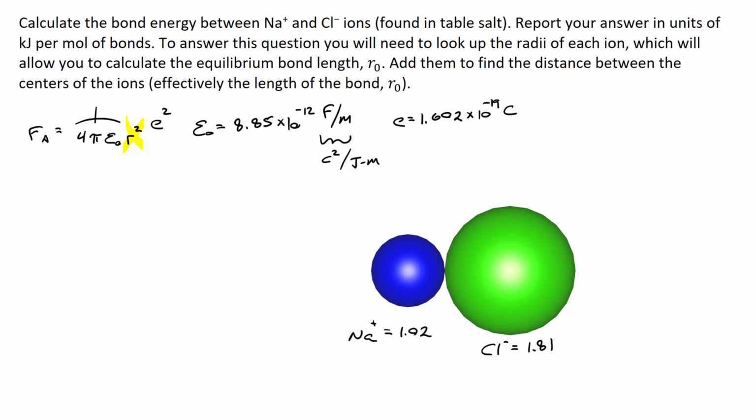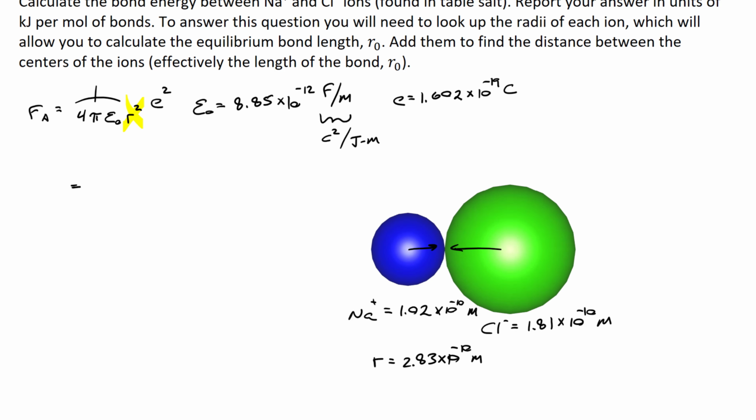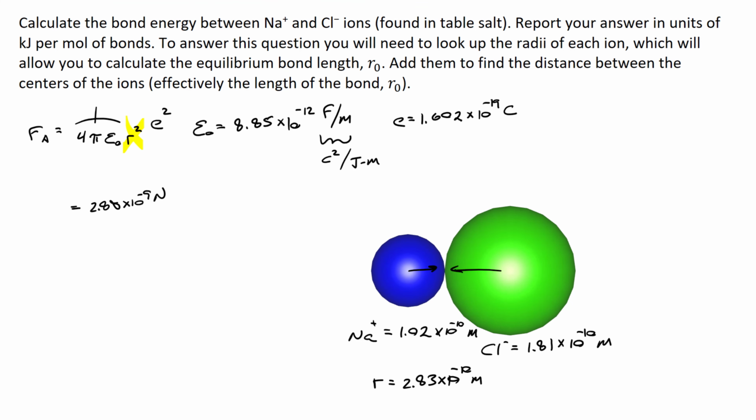Converting these to meters, we multiply both of these by 10 to the minus 10 meters. 1.81 times 10 to the minus 10 meters is the radius of a chloride anion. And the value of r is just the sum of these two, and we get a value of r that is equal to 2.83 times 10 to the minus 10 meters. Substituting all of these in, we get a force of attraction equal to 2.88 times 10 to the minus 9 newtons. A very small attractive force, of course, because we're just dealing with the attractive force between two ions.